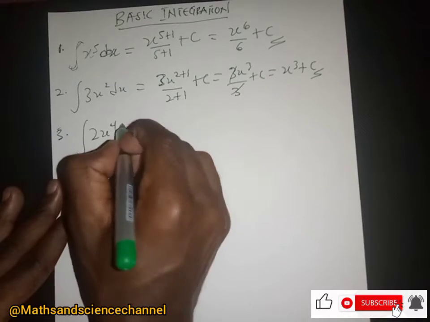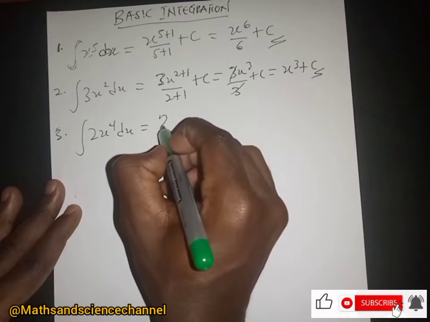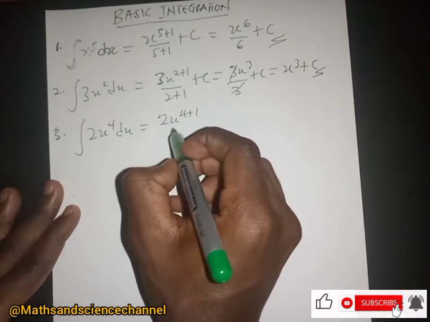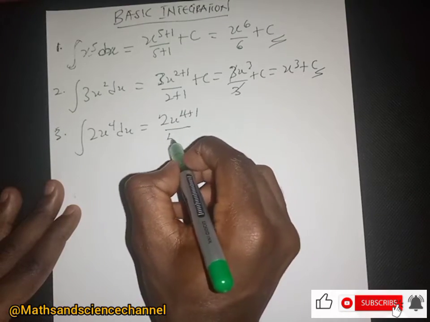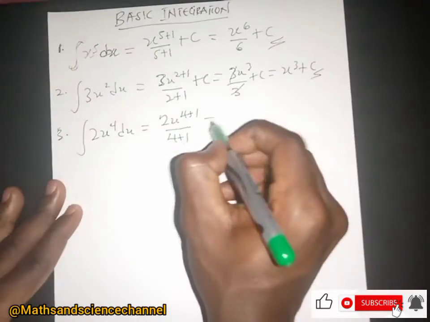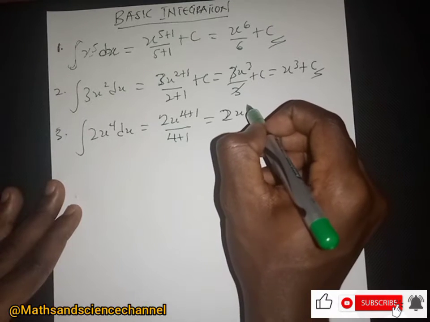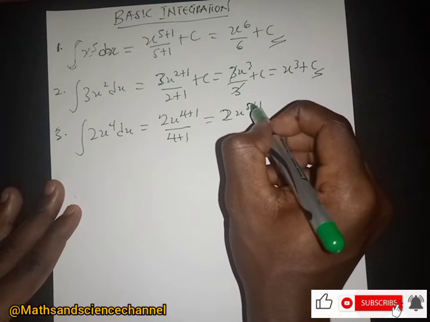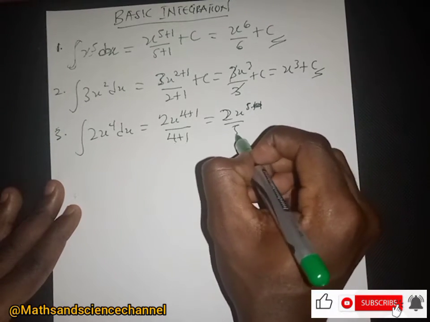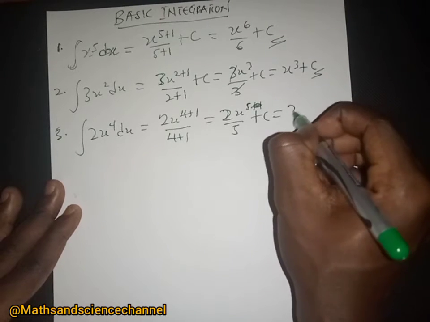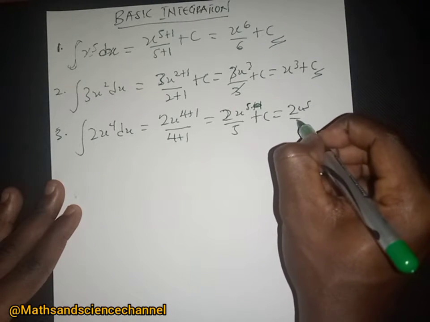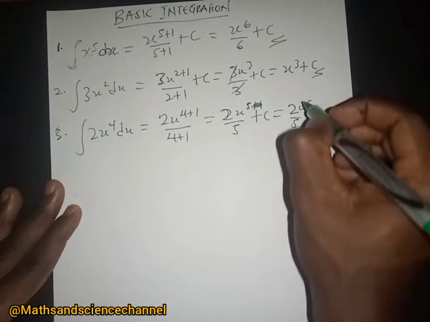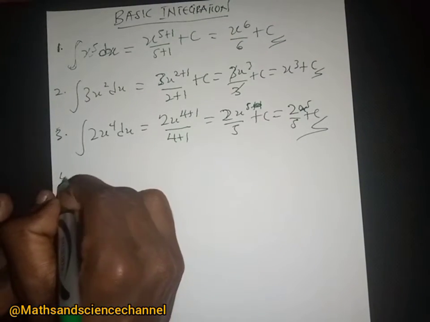Now we can have another one, 2x to the power 4 dx, which will be equal to 2x to the power 4 plus 1 divided by 4 plus 1, and this will be equal to 2x to the power 5 divided by 5 plus c, and this is just 2x^5 over 5 plus c, right? All right, so let's look at another one.